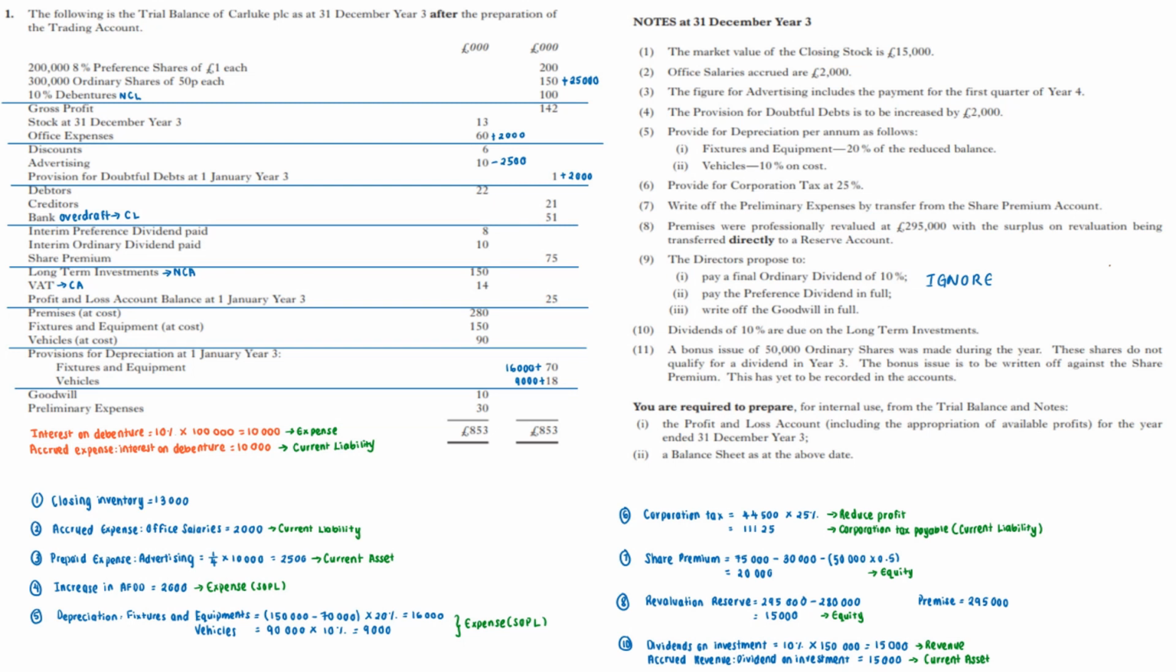So as you can see, that's the trial balance of Carlook PLC as at 31st December year 3, after the preparation of trading account. In this trial balance, you won't see any sales, any opening inventories, or anything that is required in order for you to find the gross profit, because the trial balance in the question is the one after the preparation of the trading account.